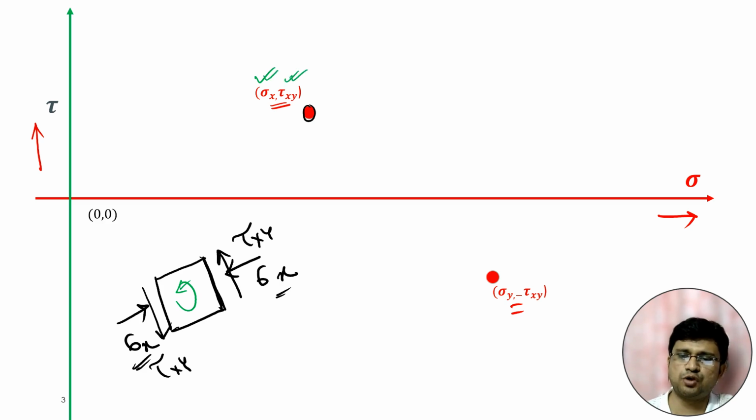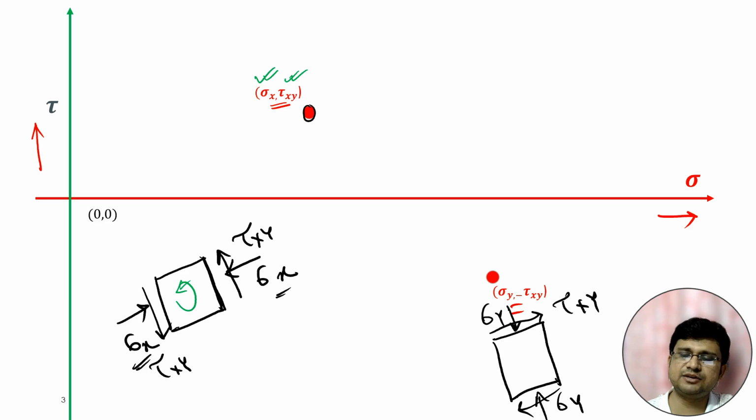Now the second point is the point corresponding to the horizontal plane. For the horizontal plane, the normal stress is sigma y and the shear stress is tau xy. It looks like this. Here this particular shear stress is creating clockwise rotation, and we are considering that anti-clockwise rotation is positive. So here the clockwise rotation will be negative. So this particular point is sigma y, minus tau xy.